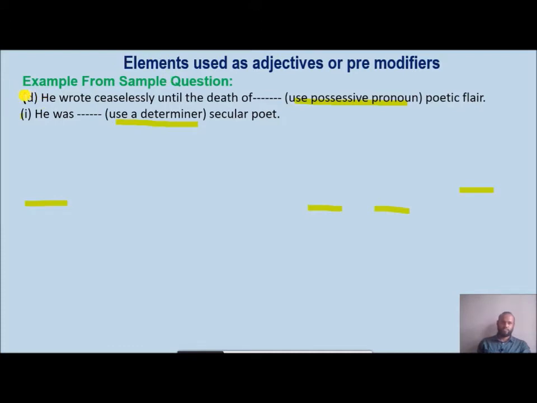Here you see we have taken example number D and example number I. Let's read it. He wrote ceaselessly until the death of poetic flair. Here the direction is use a possessive pronoun, and example I, it's written he was secular poet. The direction is use a determiner. So to solve this question, we have to know about possessive pronoun and we have to know about determiner.